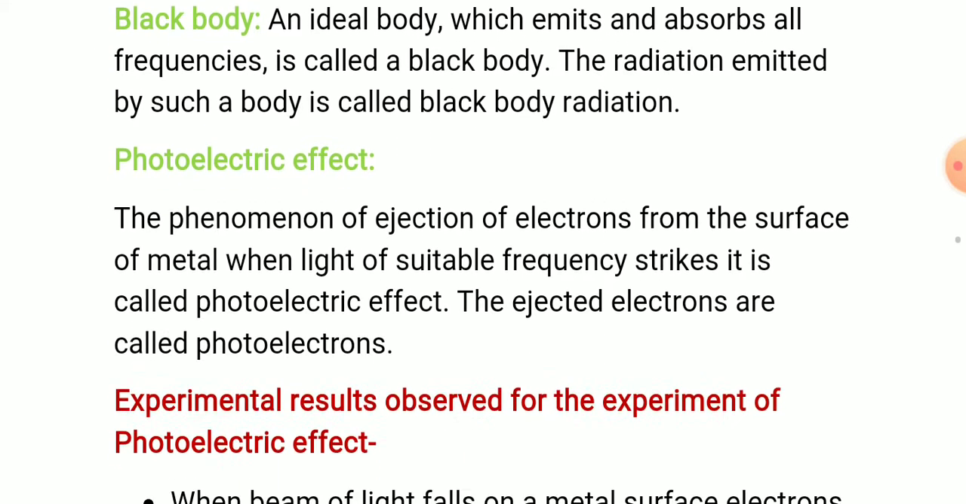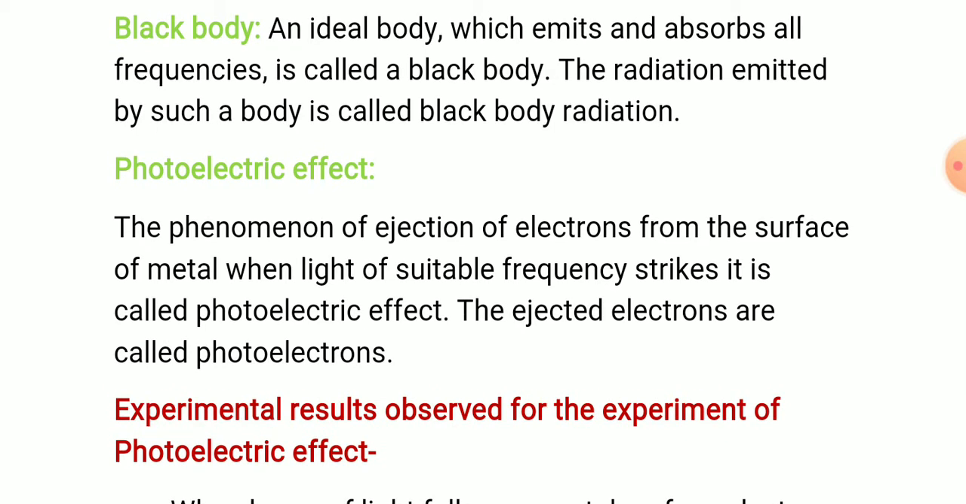Now black body. What is a black body? An ideal body which emits or absorbs all frequencies is called a black body, and the radiation emitted by such a body is called black body radiation.